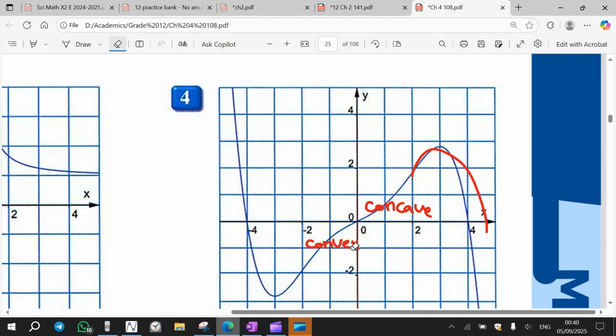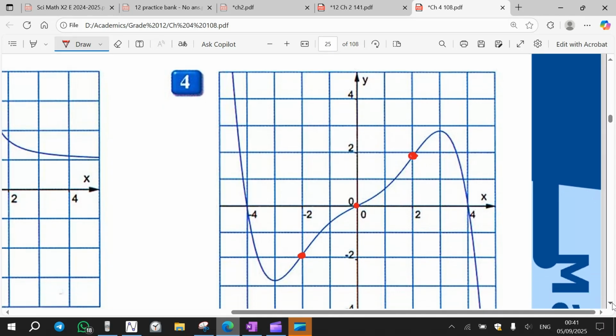Now let's write them as intervals. Let's identify some points of inflection. This point of inflection is located between concave and convex. That's one point of inflection. And there are two other points of inflection. One of them is here. This part is concave, this one is convex. Another point of inflection is right here.